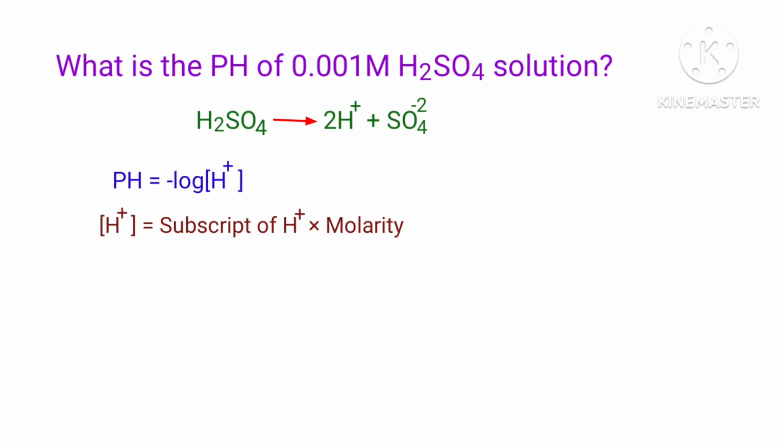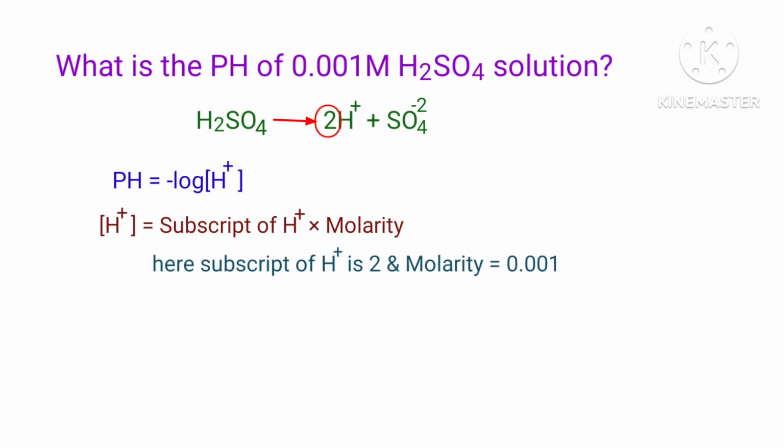The concentration of H+ is equal to the subscript of H+ times the molarity. Here, the subscript of H+ is 2 and the molarity equals 0.001. So the concentration of H+ is equal to 2 times 0.001, which equals 0.002.